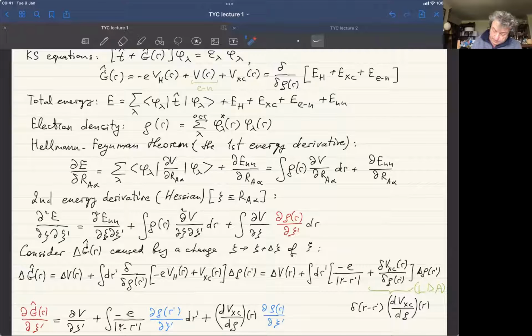However, we also need to differentiate the electronic density, so we will need to deal with this term. And in that term, we have to work out that derivative of the density with respect to atomic positions.